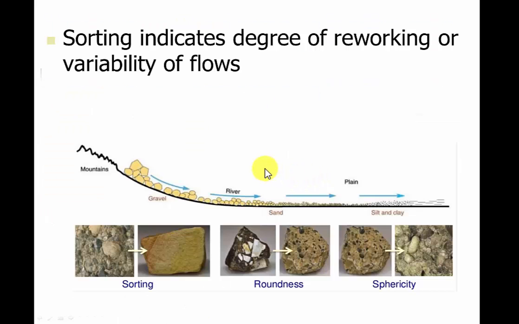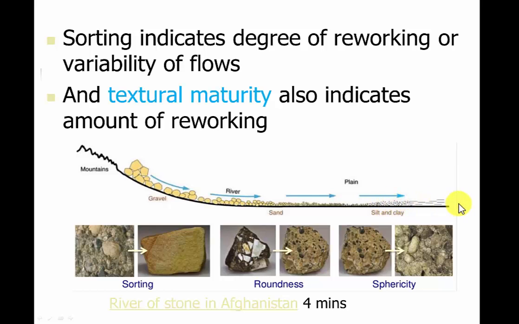Sorting indicates a degree of reworking, or how far it has flowed. If it is very coarse, unsorted material, we know that it hasn't gone very far. If it starts getting sorted, we know that it's moved well down its path. Roundness: if it's angular material, it's way up in the mountains where rock falls on rock and breaks. If it's more rounded, it means it's farther down the river. And sphericity, how spherical it is: the more spherical it is, the more it shows that it's been worked. So texture maturity also indicates the amount of reworking.